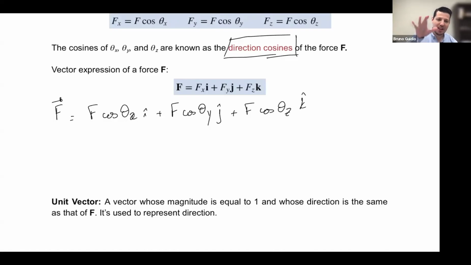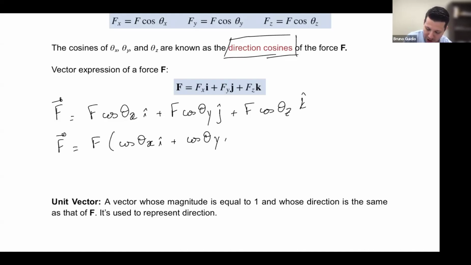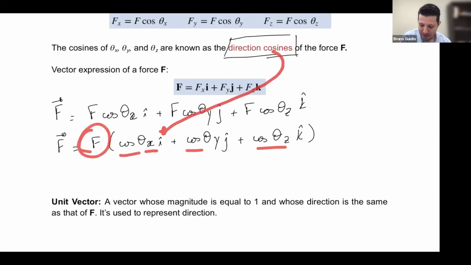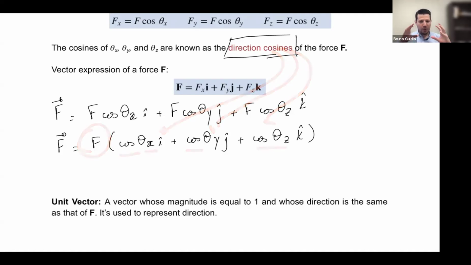So right here we can write a vector in 3 dimensions. We can also have this: F is the common factor here, so F times cosine theta x i, cosine theta y j, cosine theta z k. See what we have. We now have only the magnitude of F, and all of those are the direction cosines.